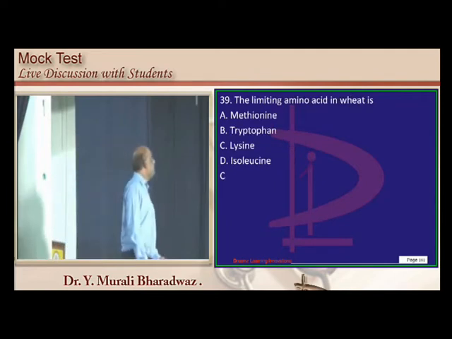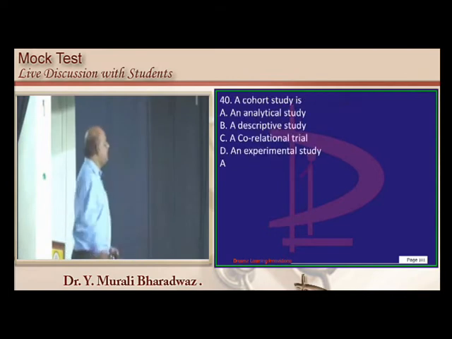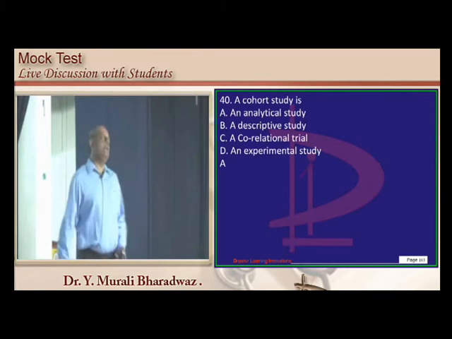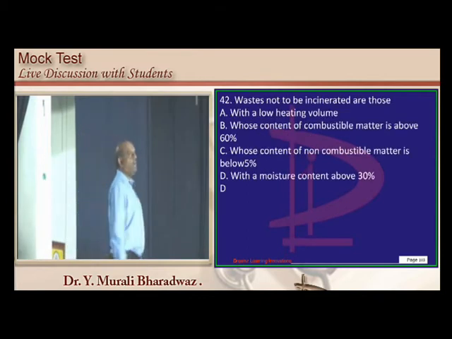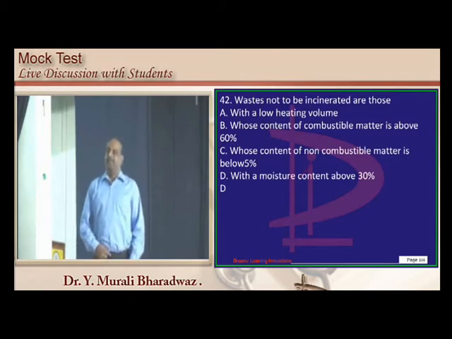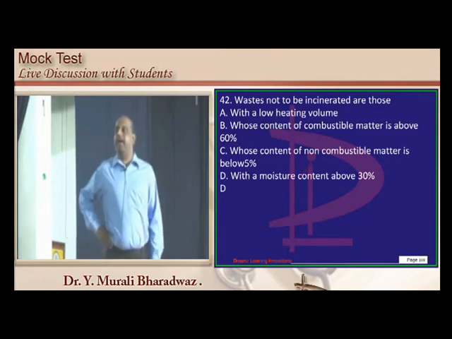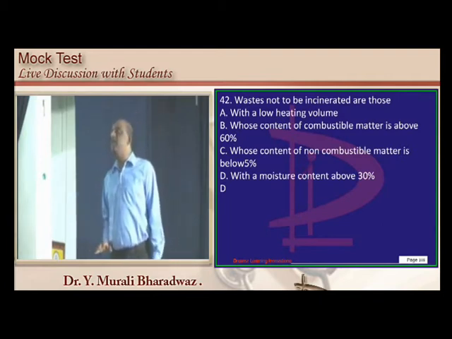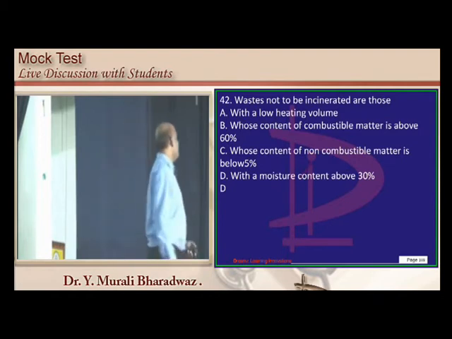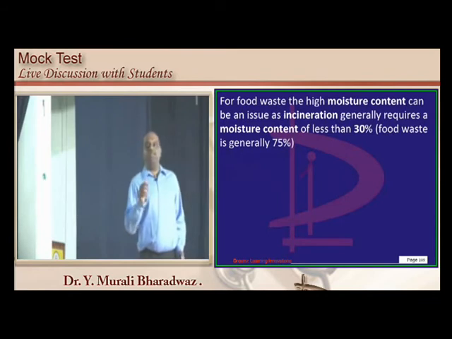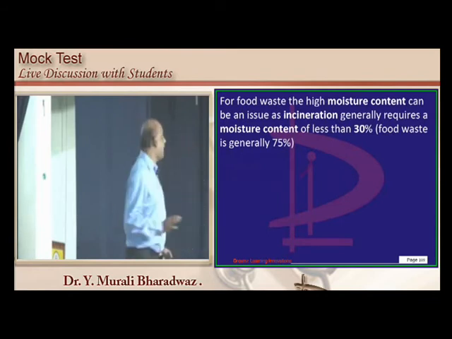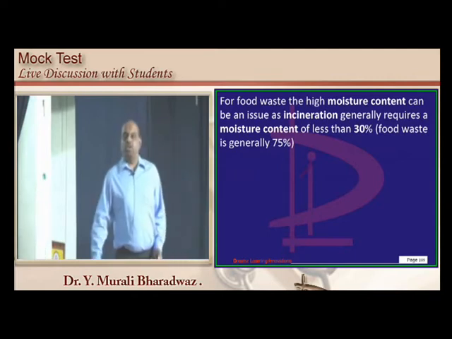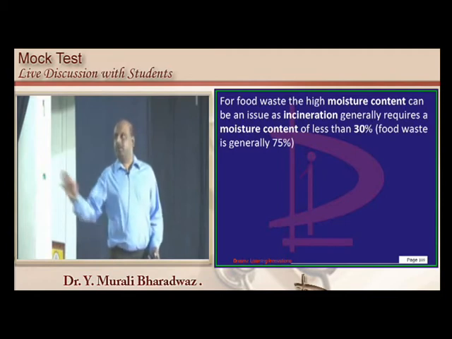In wheat it is lysine which is the limiting amino acid. Cohort is an example of an analytical study. 0.5 to 3 microns is where you call it pneumoconiosis. Now comes the question on waste. The other day what was our deal? Green bag, yellow bag, category 1, category 2. One question will definitely be there on waste disposal. Got it, doctor? Any waste which needs to be incinerated should not have a moisture content above 30%. Only when the moisture content is less than 30% can you burn it.